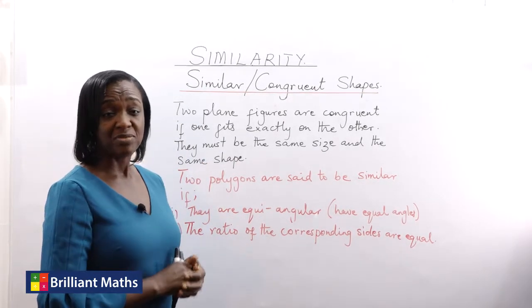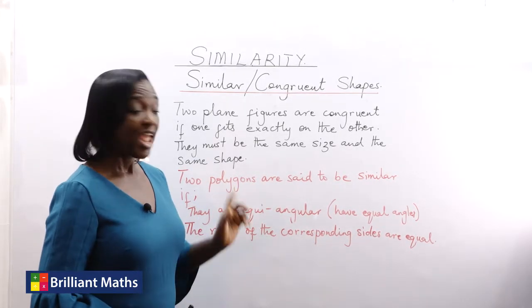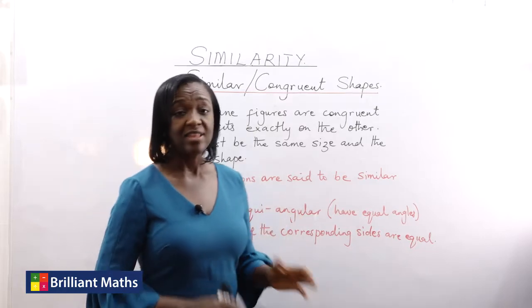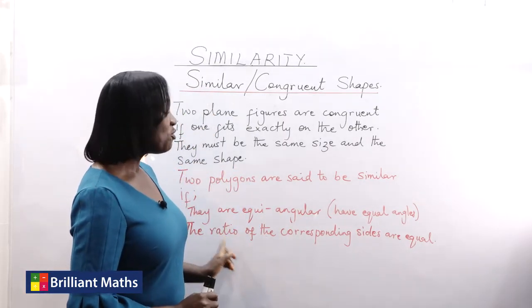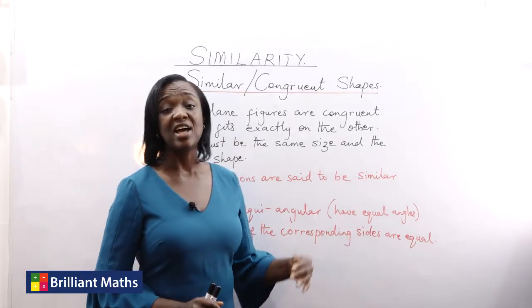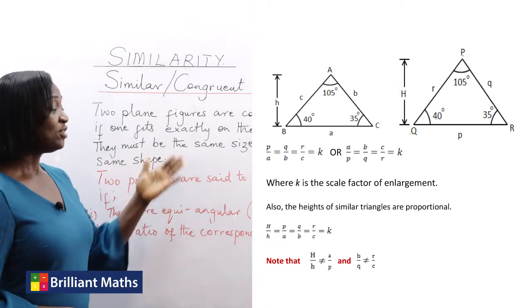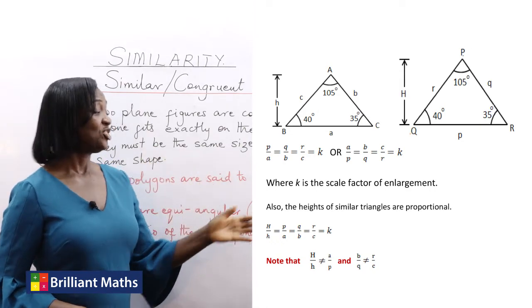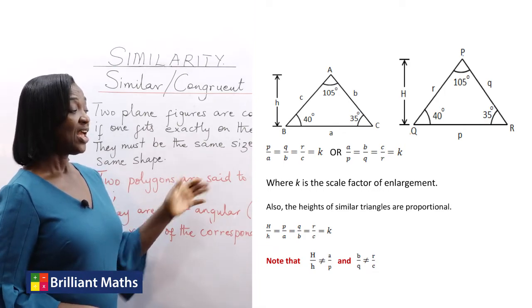But it's different for similarities. Two polygons are said to be similar if they are equiangular. That means their angles are equal, and also the ratio of the corresponding sides are equal. For example, we have triangle ABC and triangle PQR, as you can see on the board.